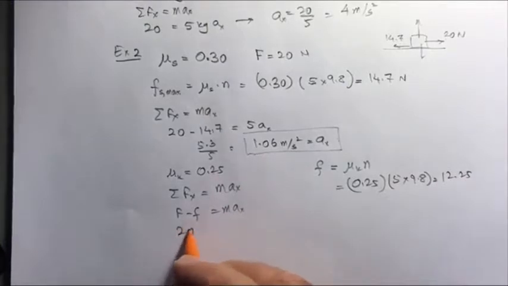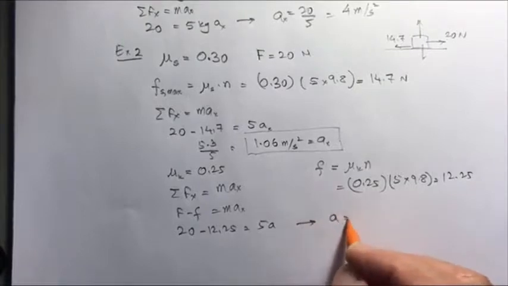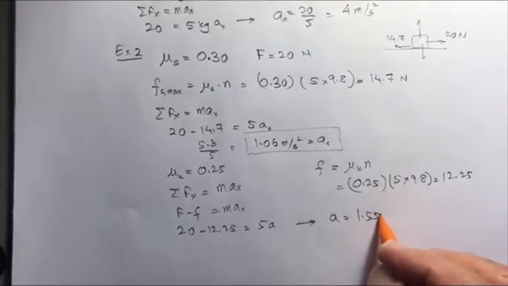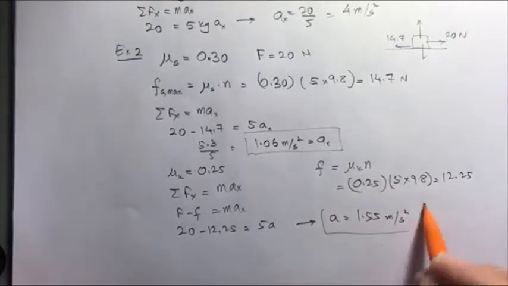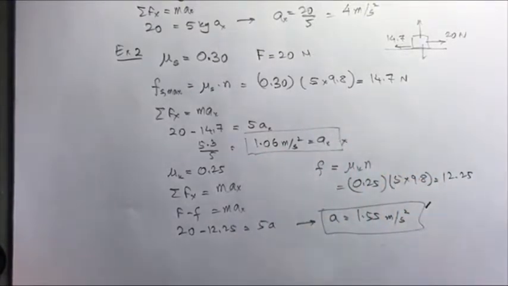So this will now be 20 minus 12.25 equals 5a, which will give us an acceleration of 20 minus 12.25 divided by 5, which is 1.55 meters per second square. So this is the acceleration and not the earlier one, because that was with static friction. That just tells us that yes, it is going to accelerate. This is the value.